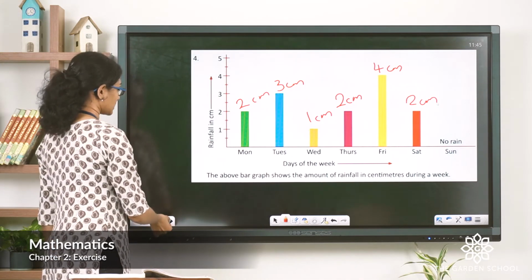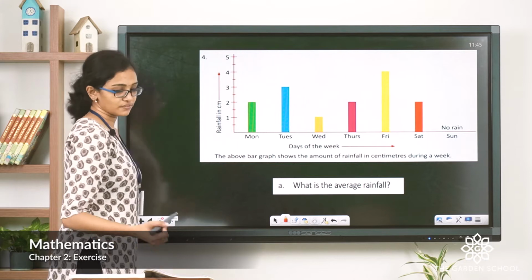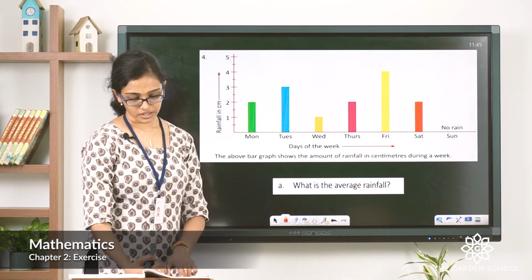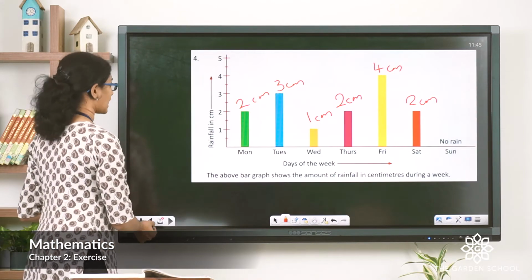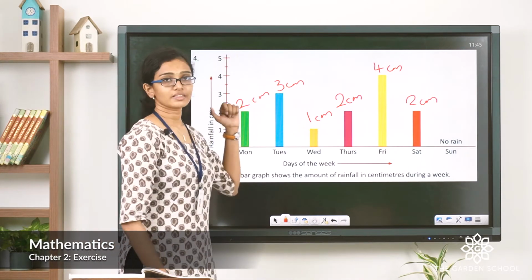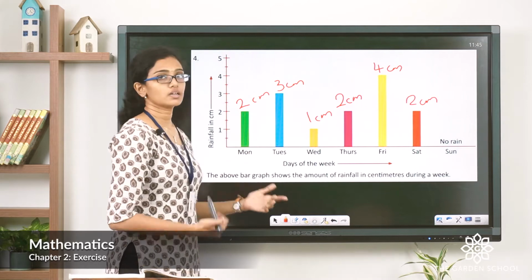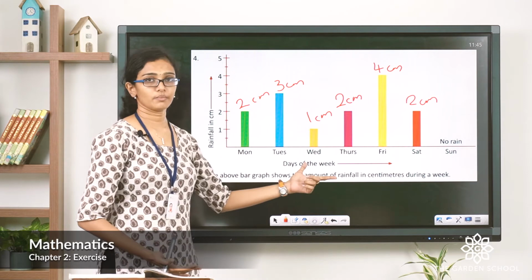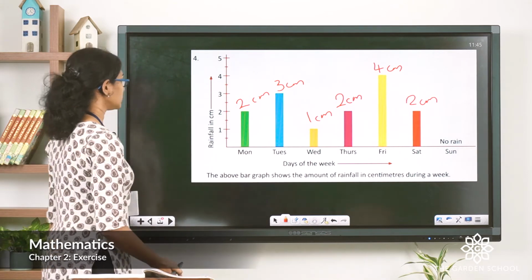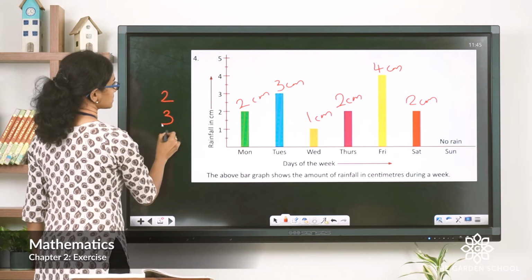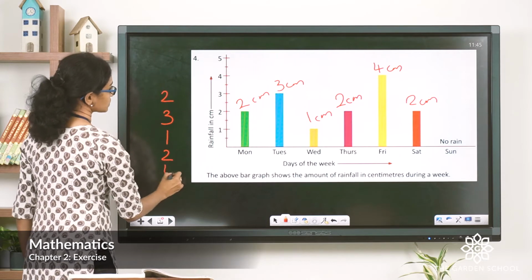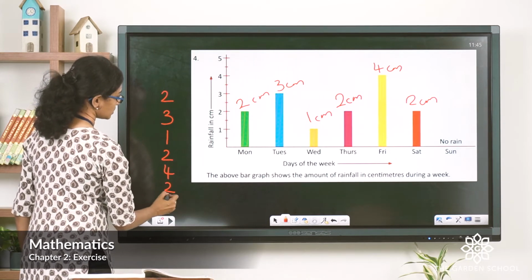So we have a set of questions following this bar graph. The first question is the average rainfall. How do you find the average rainfall? You have to add up the rainfall that we got on each day divided by the total number of days. So what would be the numbers? So it would be 2 plus 3 plus 1 plus 2 plus 4 plus 2 plus 0.